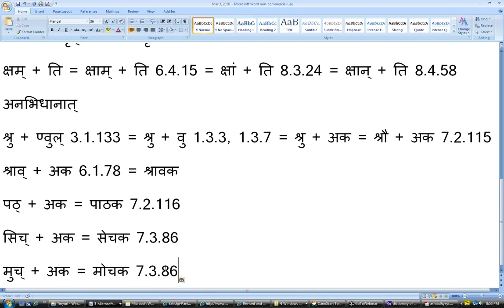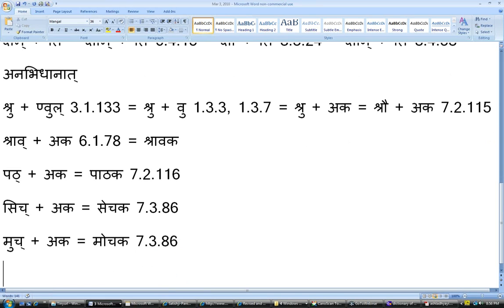So the next one has two rules. I think it's giving us gai. Becomes gai plus the same aka. Now gai is, of course, to sing. So we get the one who sings. So here come two rules. The first rule is a very general one.